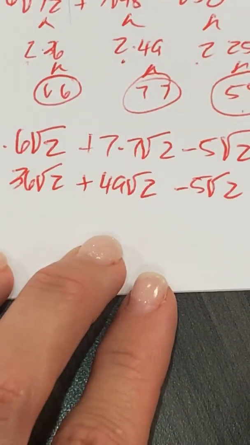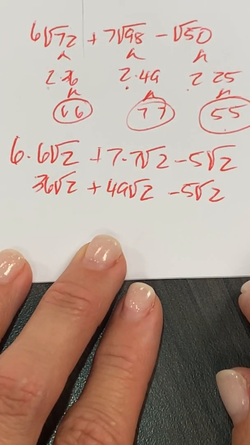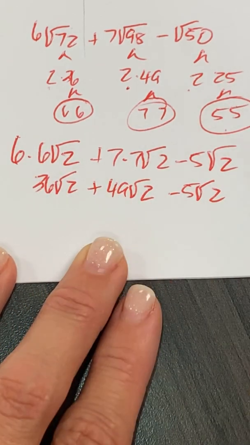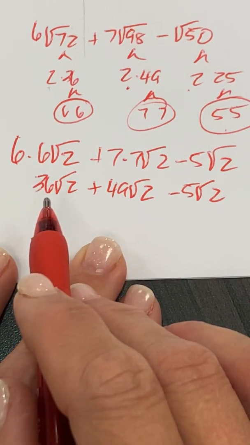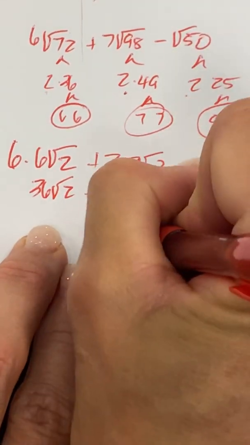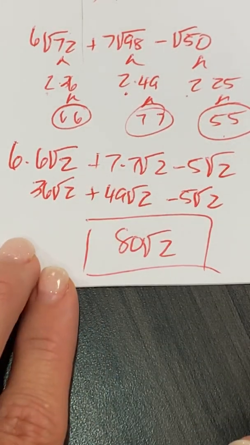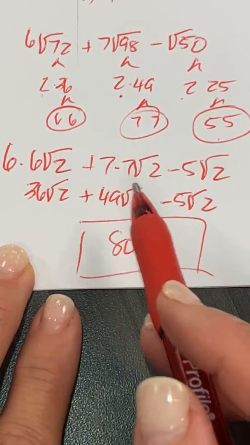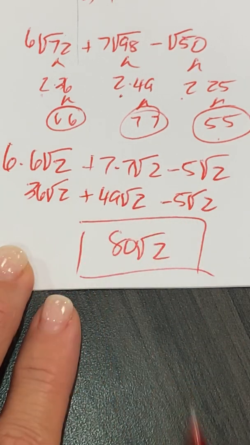Are these all like terms? Yes, they are. You used to add and subtract as if they were a variable. This would be like 36x plus 49x minus 5x. You just put them all together. What do I get? 80 square root 2. 80. Thank you. 80 what? Square roots of 2. If they weren't all alike, you would add together the ones that were.